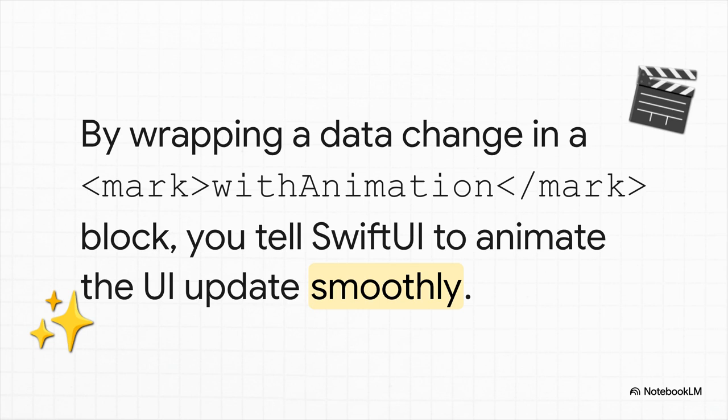But just having the card instantly appear face up can be a little jarring. So how do we make it beautiful? It's almost ridiculously simple. You just wrap that one line of code that changes the data inside a little block called withAnimation. That's it. That one command tells SwiftUI, hey, don't just snap to the new look, animate the change smoothly. And it handles all the complicated in-between steps for you.